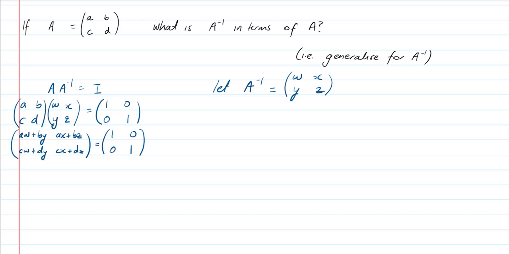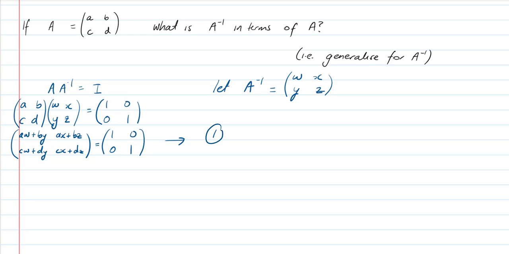Now, this means that we now have 4 equations that we can technically solve simultaneously. Now, of course, we've got 8 variables, 8 unknowns here. We're not going to find a numerical value for w, x, y, and z. What we want to do is find w, x, y, and z in terms of a, b, c, and d, such that if we knew the numerical values of a, b, c, and d, we could just find w, x, y, and z. And that's why this is called a generalisation.